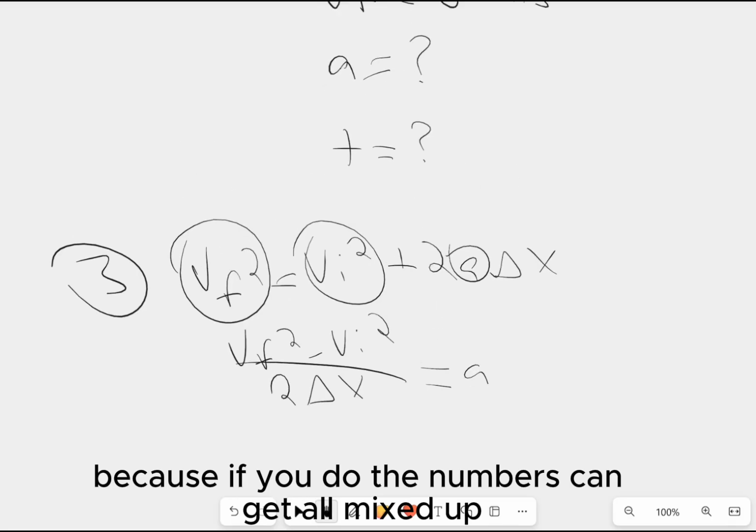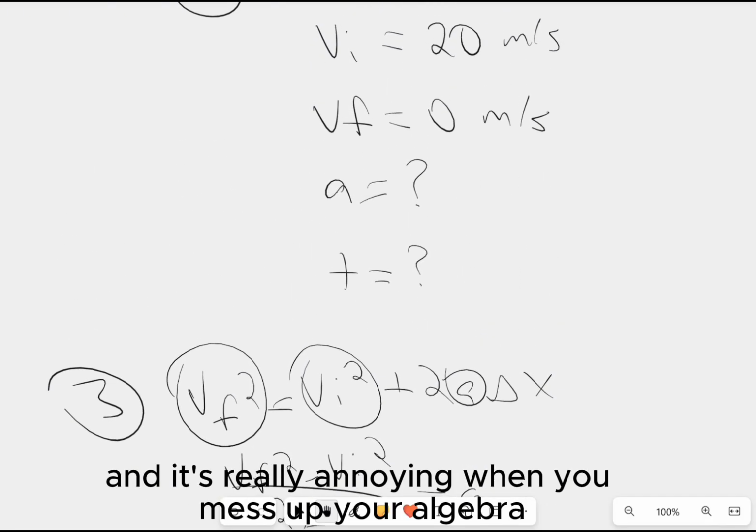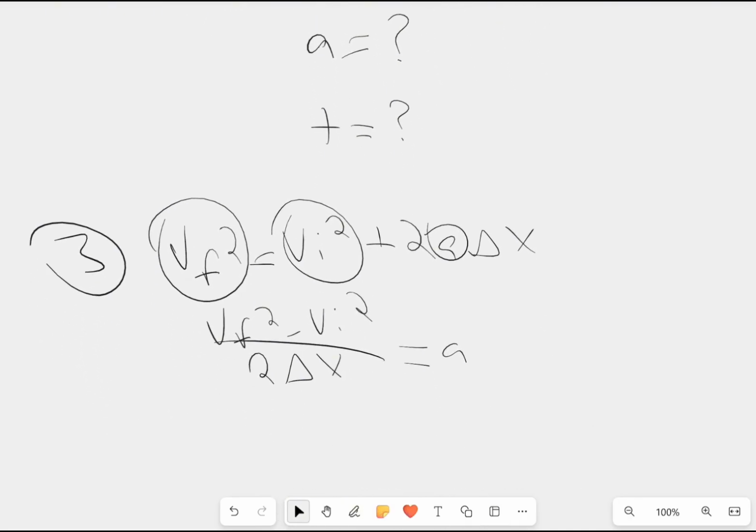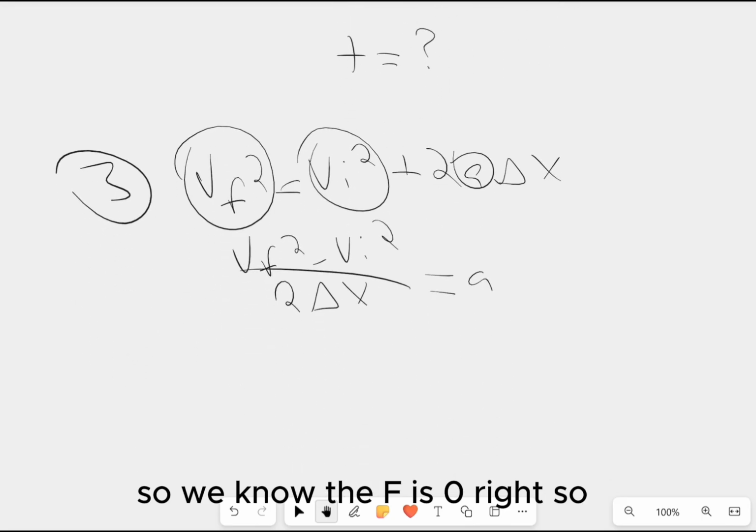Because if you do, the numbers can get all mixed up, your algebra could go wrong, and it's really annoying when you mess up your algebra and you could have gotten the right answer. So then let's plug in our values using our chart here. So we know VF is 0, right?